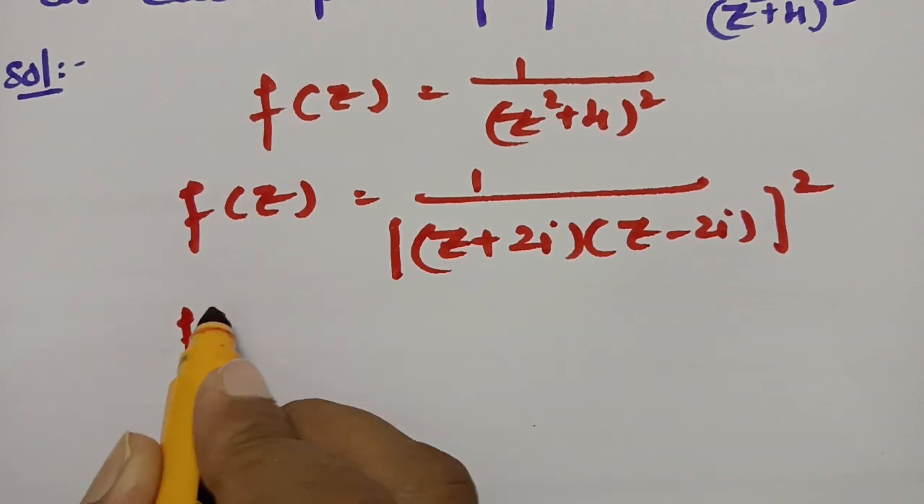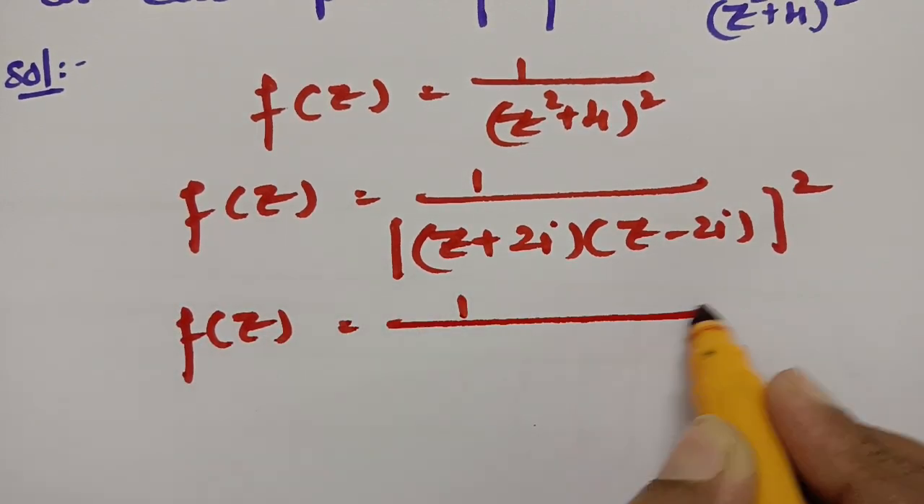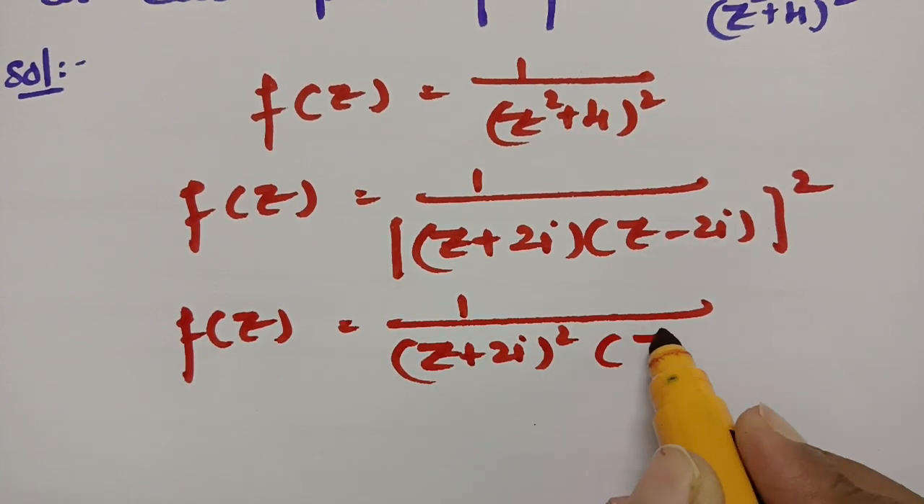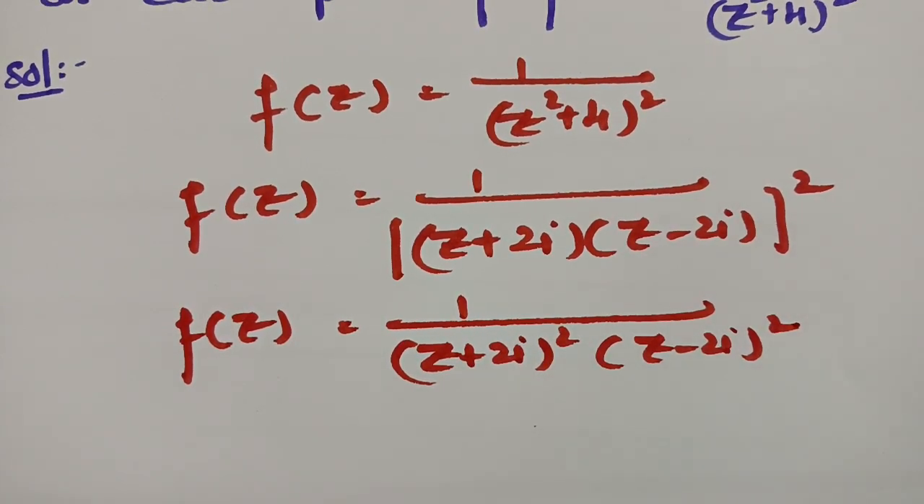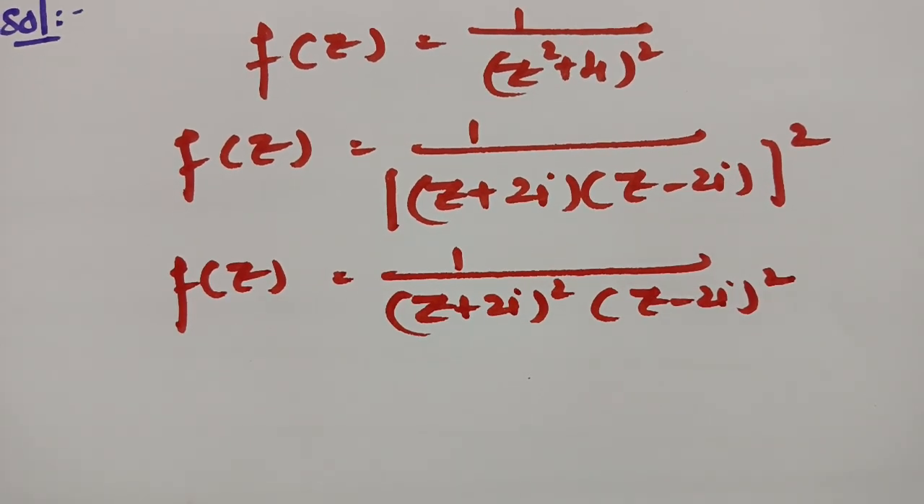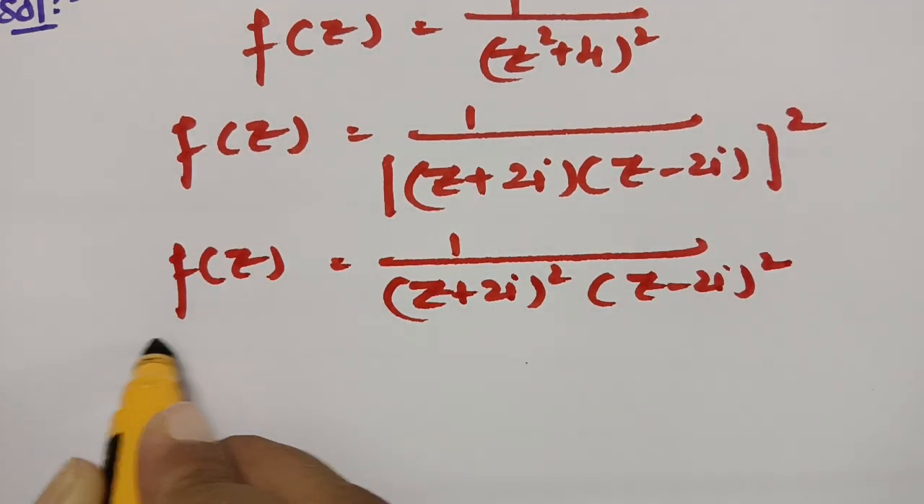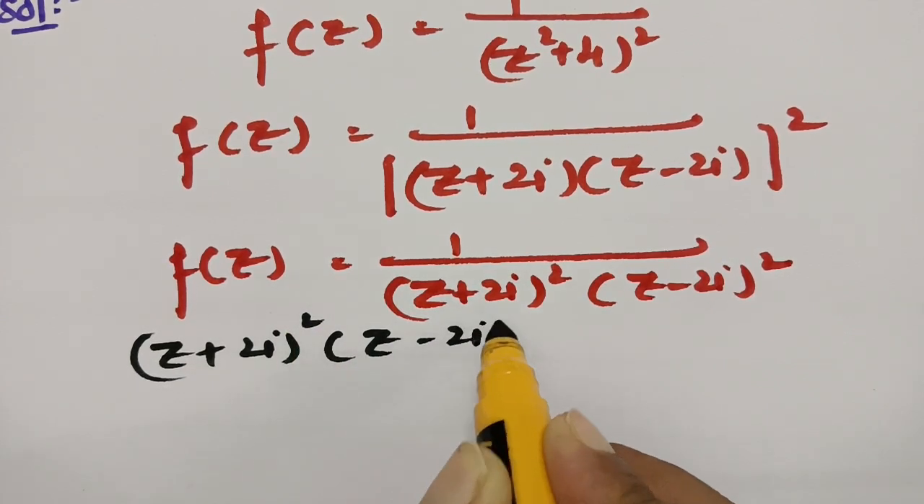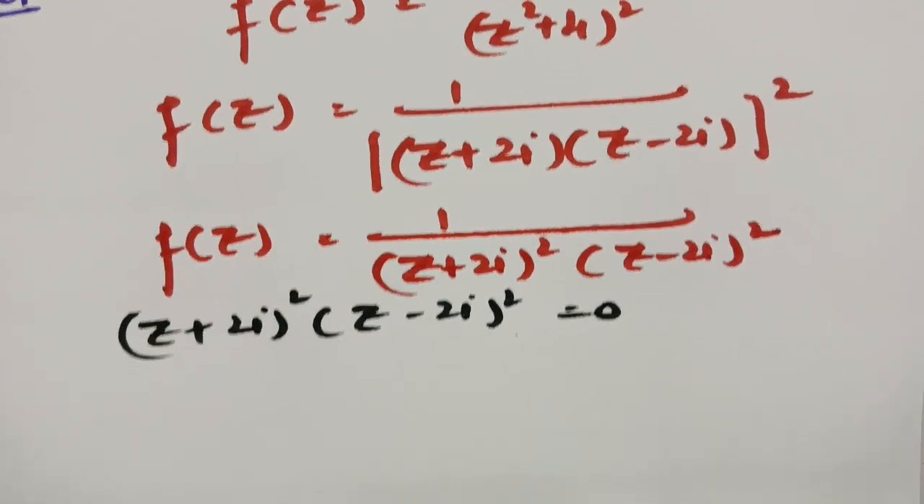Therefore, our function value f of z is nothing but 1 by (z plus 2i) whole square into (z minus 2i) whole square. Now, in order to find the poles for the given function, we have to equate the denominator value to 0. So this denominator, (z plus 2i) whole square into (z minus 2i) whole square, we have to equate to 0.